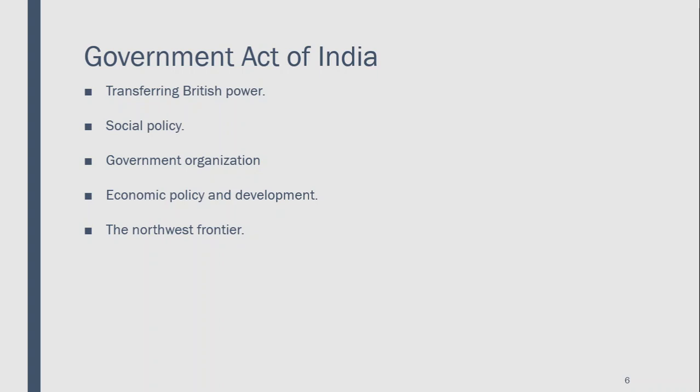The northwest frontier. British India expanded beyond its company borders to both the northwest and the northeast during the initial phase of Crown rule.